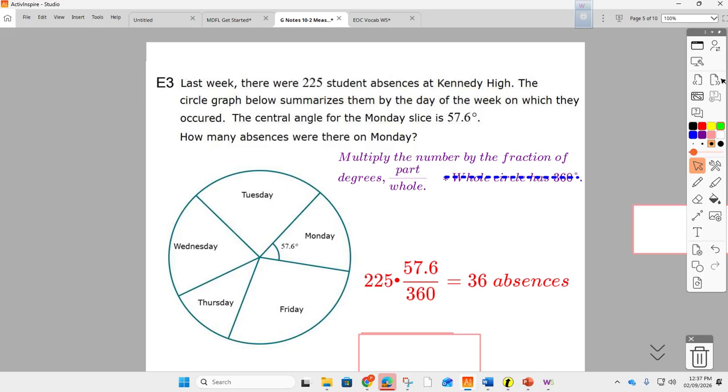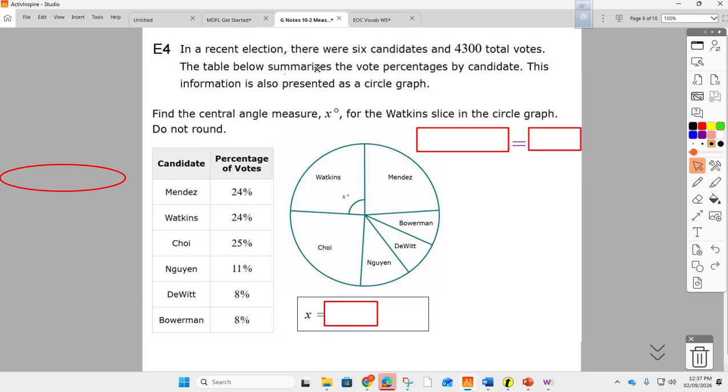All right, any questions on example 3? Feel like you've done that before. In a recent election, there were 6 candidates and 4,300 total votes. So these are the candidates. They split up the circle graph into 1, 2, 3, 4, 5, 6 parts because there's 6 candidates. They represent 4,300 votes. The table below and the circle graph both represent the same information, but the table gives you the percentage of votes that each candidate received. The question says, find the central angle measure, x degrees, for the Watkins slice in the circle graph.